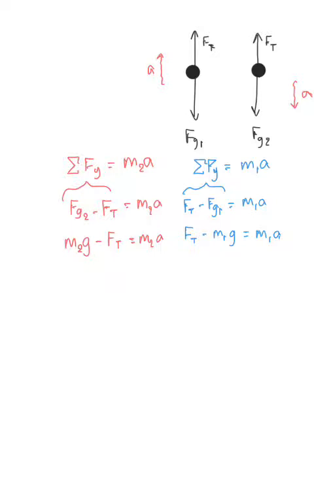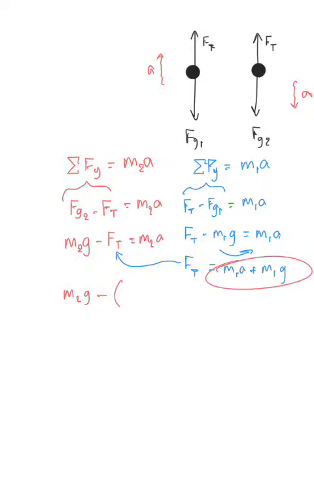So for example, if I take this blue equation and rearrange it to get Ft by itself, just bring the m1g over to that side, we have Ft is equal to m1a plus m1g, and then you can plug this Ft into this other equation. So we have m2g minus, in parentheses, all of this stuff replacing the Ft, m1a plus m1g, close the parentheses, equals m2a.